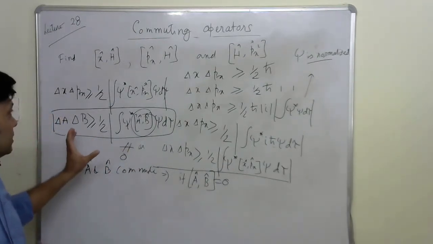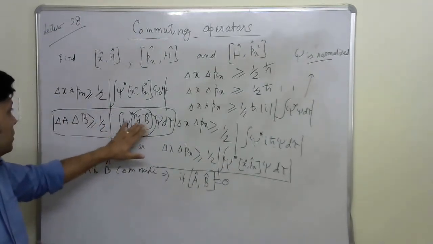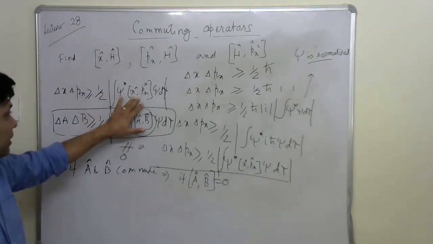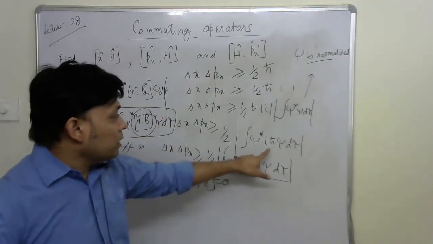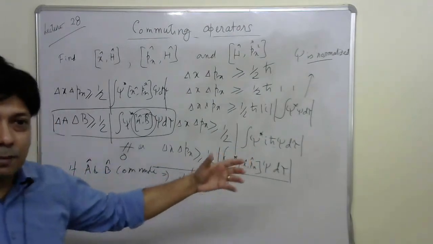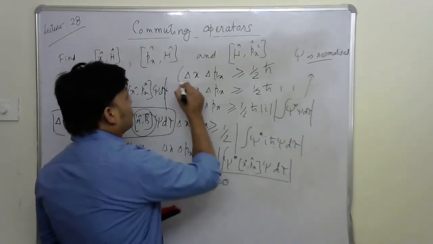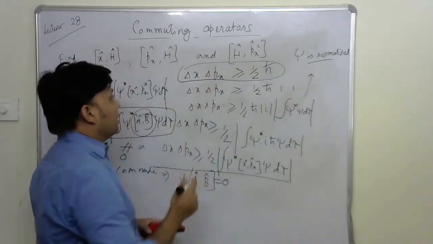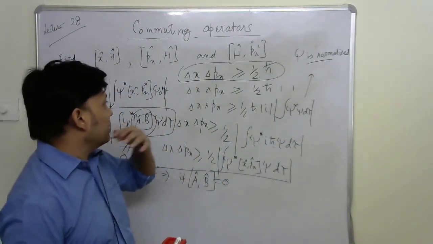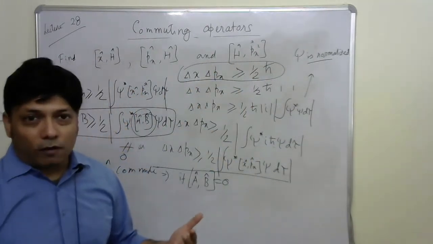And we have seen that if A and B are replaced by x and px, this value comes out to be iħ, and that is the basis of the original relationship, that is the product of delta x and delta px greater than or equal to half ħ.